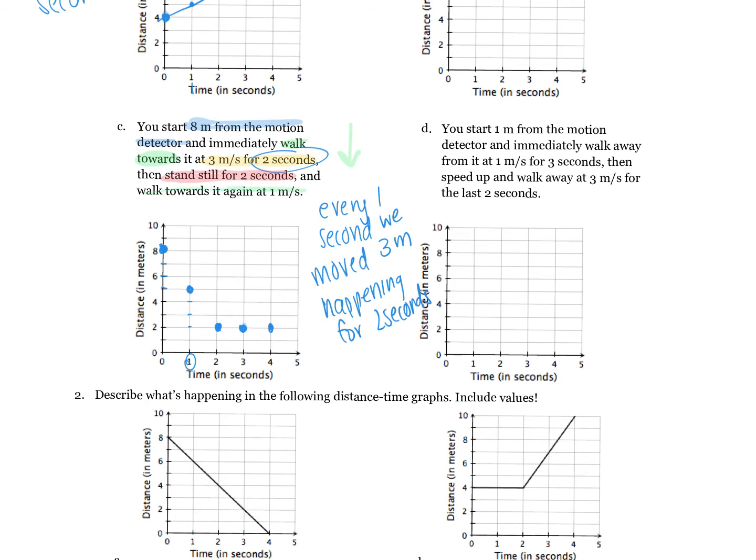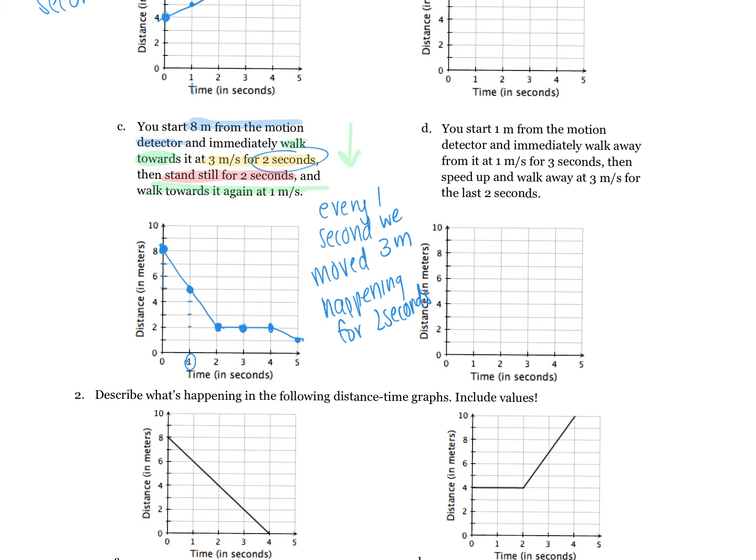We walked towards it again at 1 meter per second. So once again, I'm walking towards it, so my graph is still going down. And I went 1 meter closer to the sensor per second. Okay, so this is what my graph would look like. And then you're just going to connect the lines. So your graph needs to look just like that.